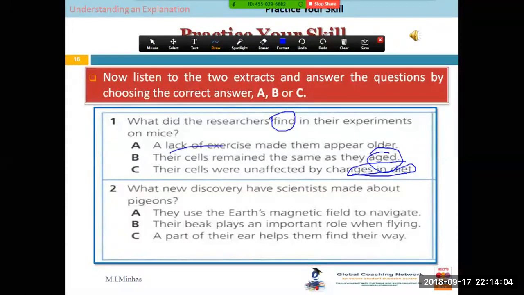Now in this case, you see new discovery, Amjad. Now the point that was confusing you, why you were confused between A and C. Although you found the correct answer, but what new discovery? So you have to focus on the new discovery. If you remember, I'll play this recording again.